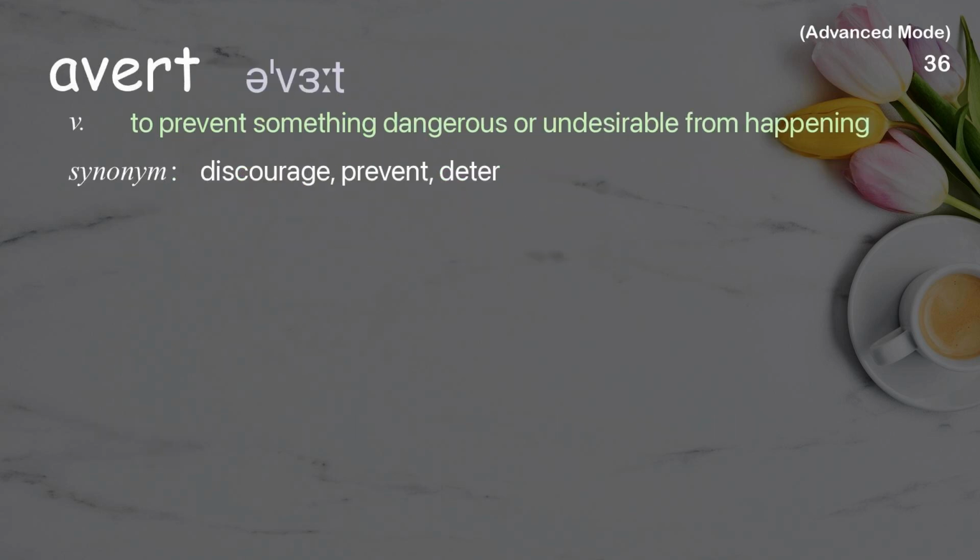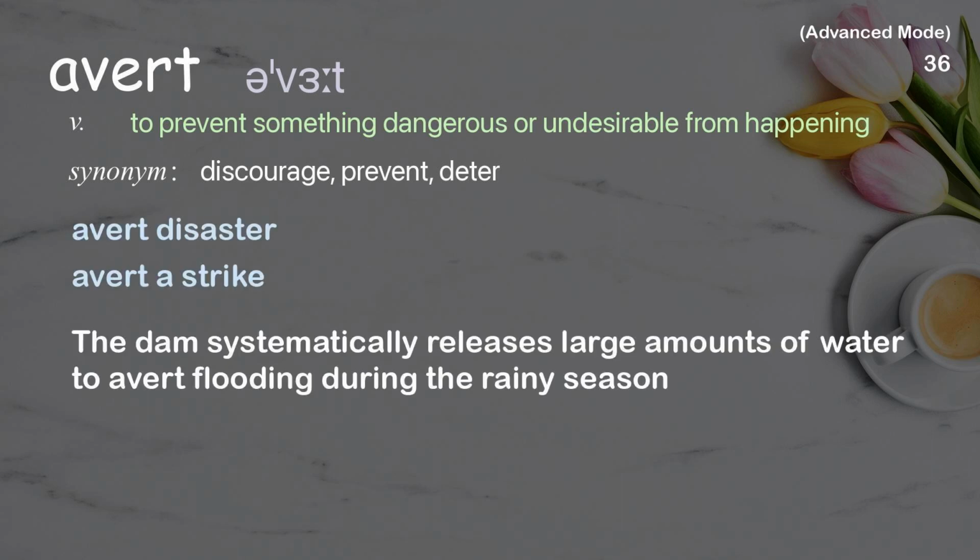Avert. To prevent something dangerous or undesirable from happening. Examples. Avert disaster. Avert a strike. The dam systematically releases large amounts of water to avert flooding during the rainy season.